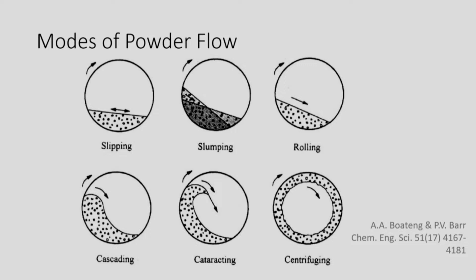Rolling is not the whole bulk rolling. Some amount of the top layer will be rolling. It's not all the powder that is rolling, only some top amount. So again, as I said, rolling and cascading are more useful for measuring dynamic angle of repose.